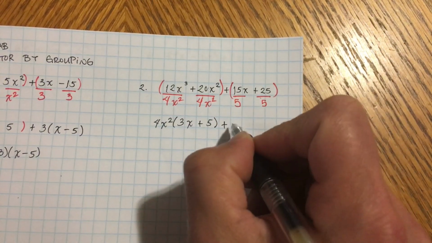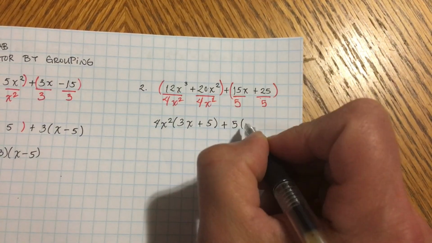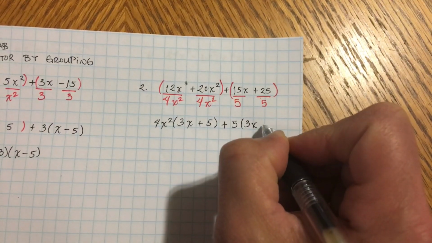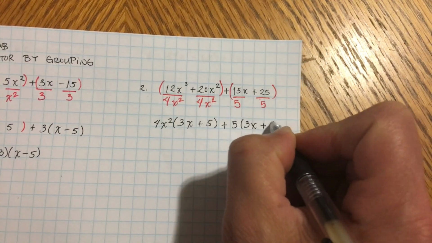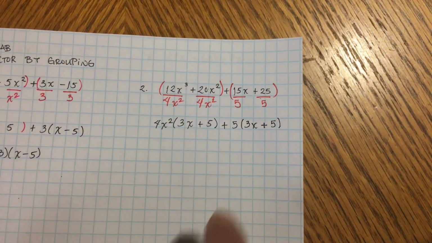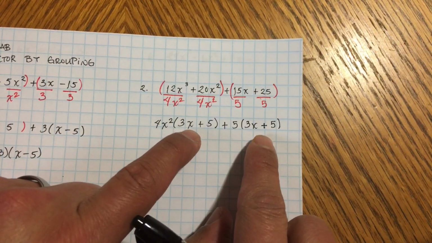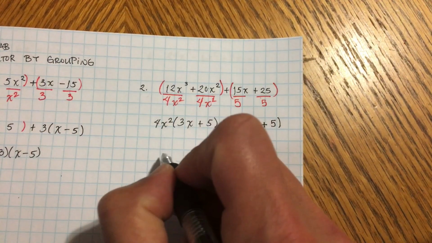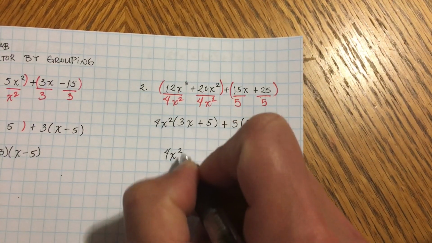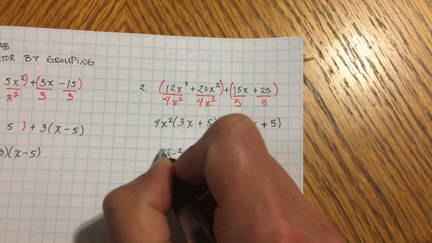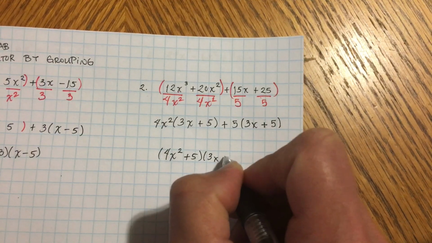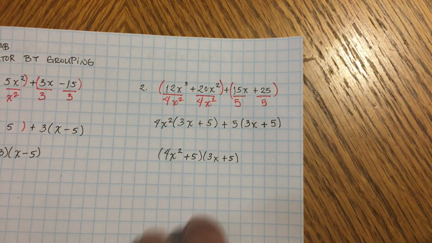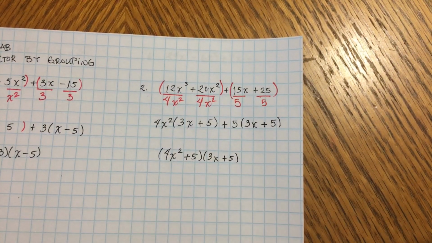Plus, same thing with the 5, we take it out. 15 divided by 3 is 3. The x stays. Plus, and then 25 divided by 5 is 5. And you notice here, these guys are the same. And then so we're going to put these two together and these guys together. So 4x squared plus 5. And then we're going to have 3x plus 5. All right? And that's that one.